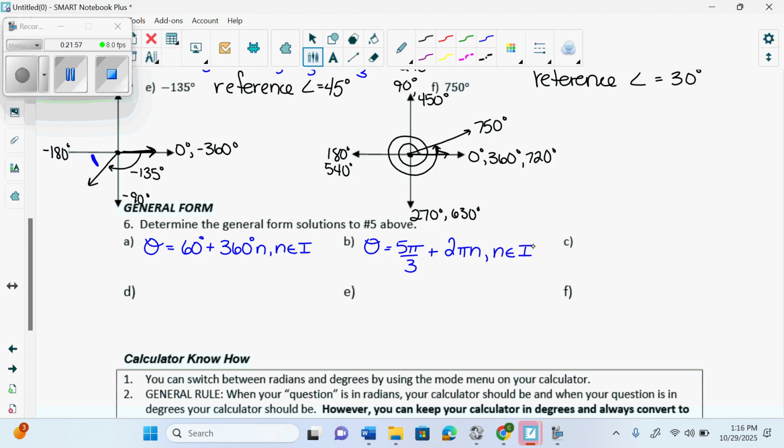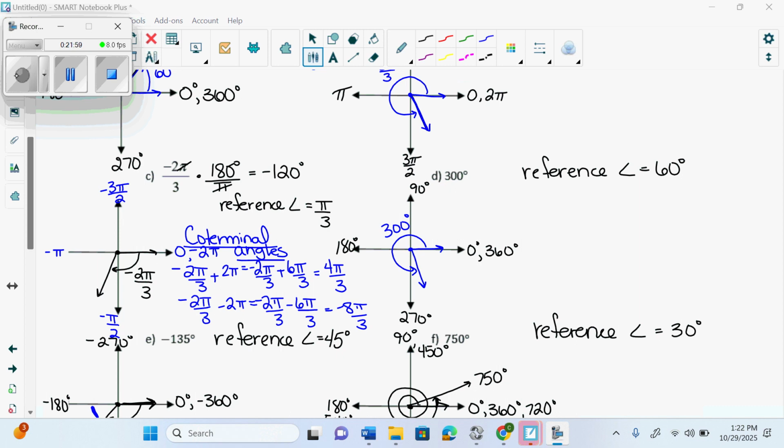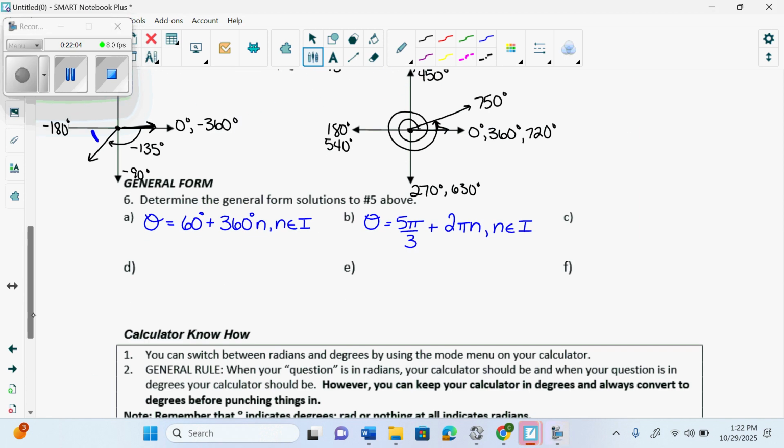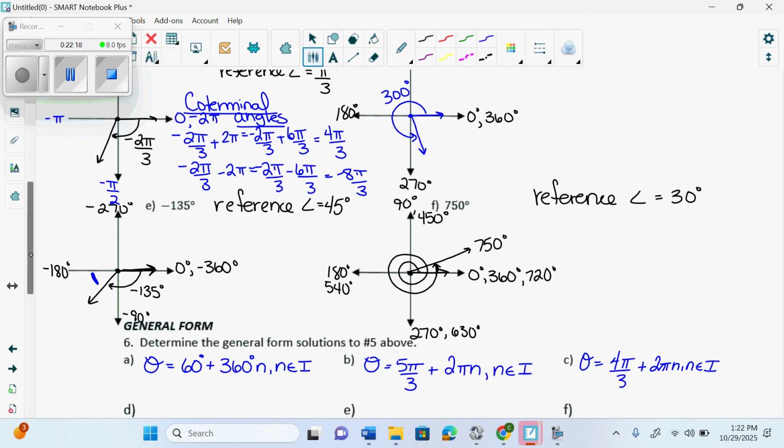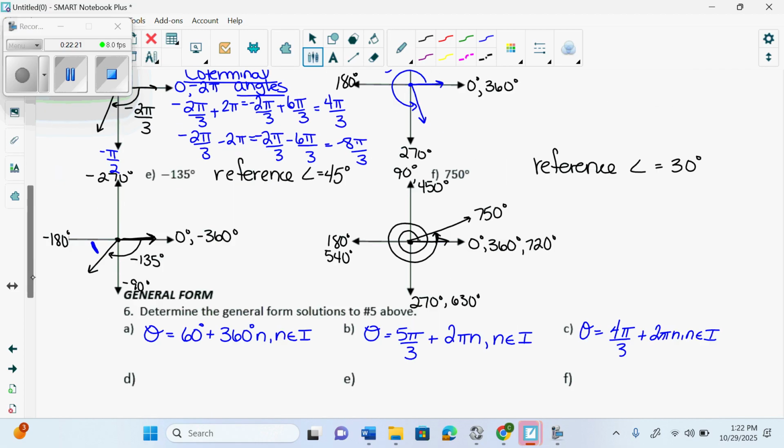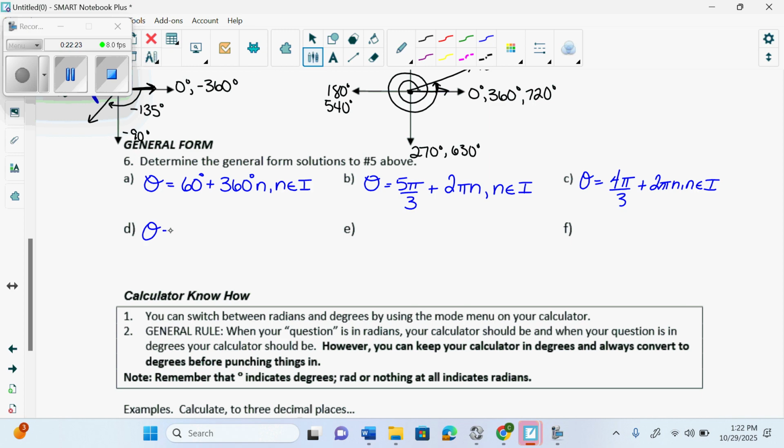Okay, C, D, E, F, go. For C, we're going to use 4 pi over 3 as our principal angle because negative 2 pi over 3 is not between 0 and 360. So we're going to go theta equals 4 pi over 3. Make sure you use theta equals. So you need the angle equals 4 pi over 3 plus 2 pi n, where n is an element of the integers. D, your principal angle is 300 degrees. So we're going to go theta equals 300 degrees plus 360 degrees n, n an element of the integers.